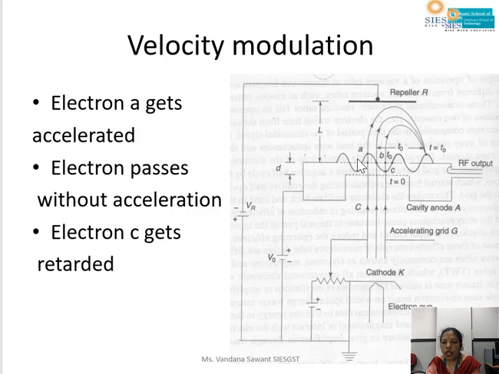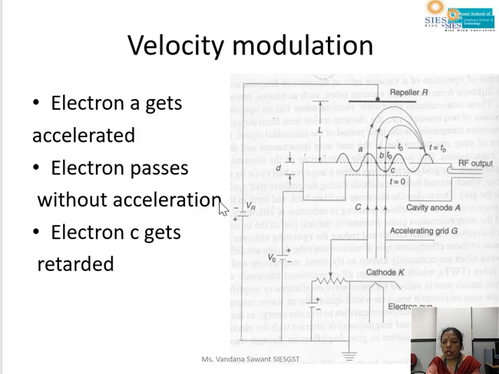So this encountering of the A, B and C positions within an electron beam, changing the velocity of the electron beam, is called velocity modulation. As a result of this velocity modulation, after traveling for some distance, the electrons will bunch. Electrons will form the bunch. That is called bunching of electrons.